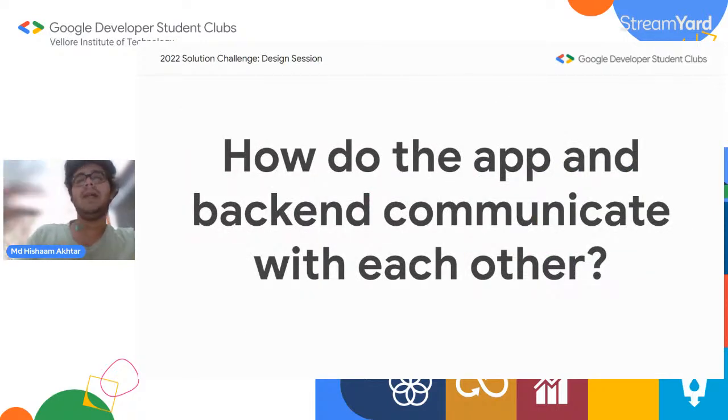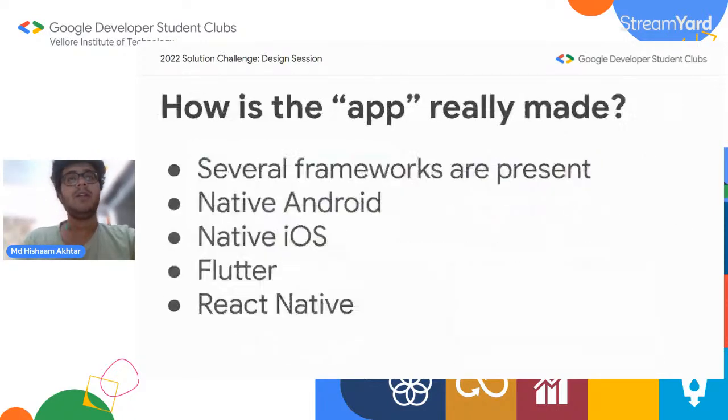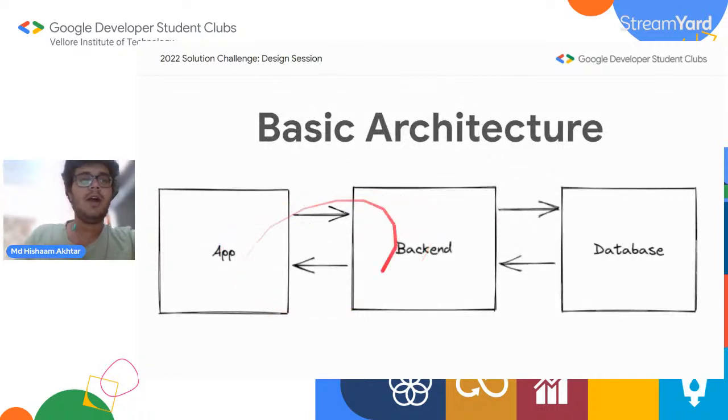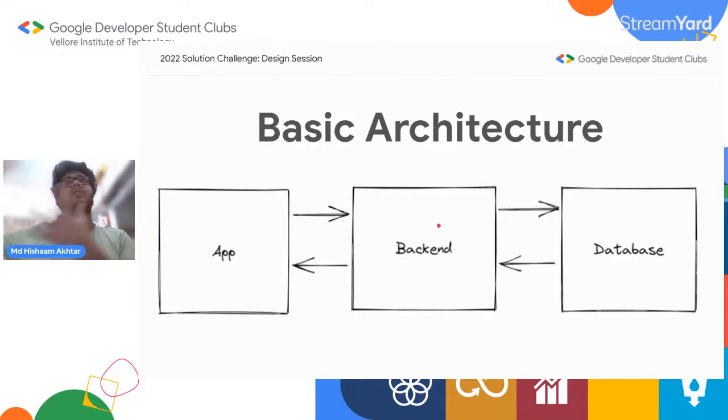So how do the backend and app communicate with each other, right? You see these arrows. How does this happen? Backend and database can communicate with each other without any issues, because they are located at the same place, right? But then how are the app and backend going to talk to each other? Because the backend is going to be on some server in the USA or something, and the app is being used by people in India and China and Europe and everywhere.